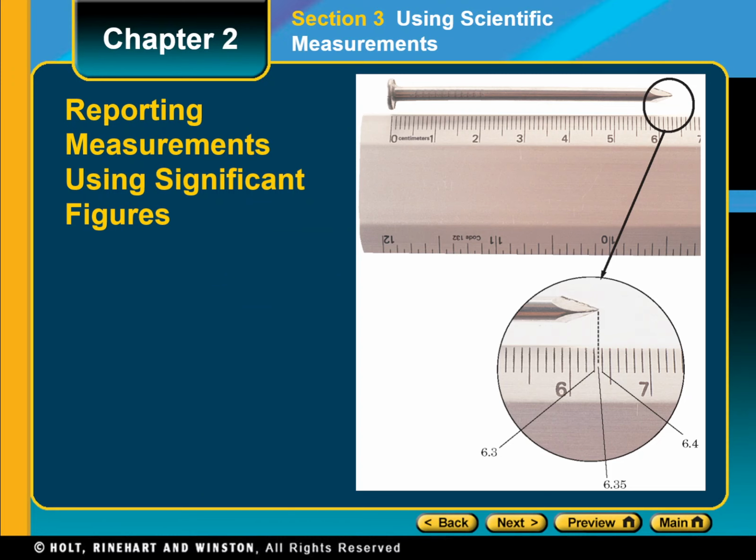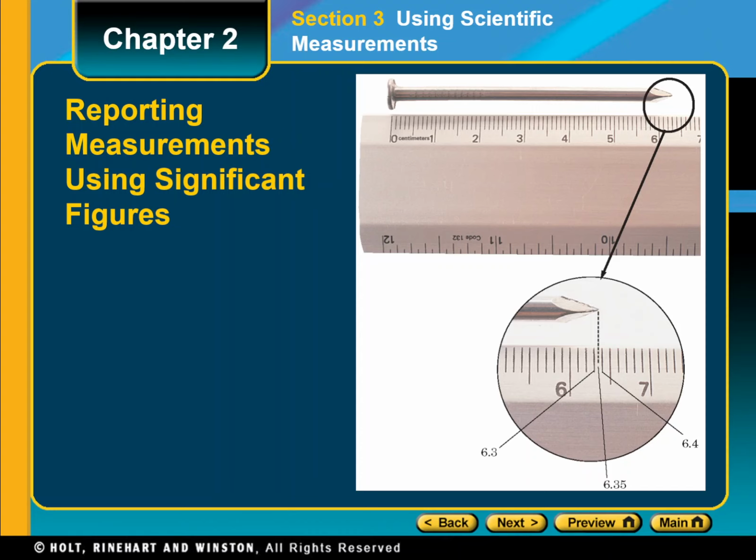To demonstrate this, consider the ruler on your screen here. This ruler can be used to determine the length of an object precisely to the tenths digit. You can tell that the nail is definitely between 6.3 centimeters and 6.4 centimeters long. However, it is hard to tell whether the value should be read as 6.35 centimeters or 6.36 centimeters. The hundredths place is somewhat uncertain, but a reasonable estimate of the digit can be made.